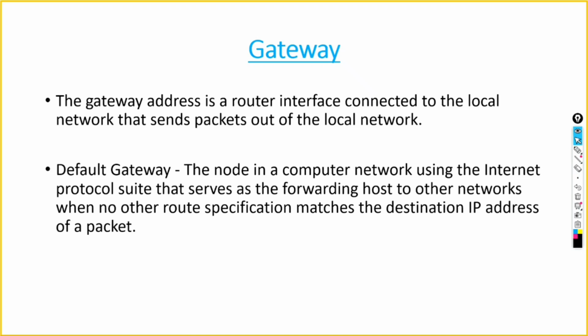You will be coming across the term default gateway many times. Default gateway is nothing but a gateway itself, but in simpler terms we can say it is a computer network using the internet protocol suite that serves as a forwarding host to other networks when you don't have any other route matching the destination IP address. For example, if you don't have any particular destination IP address to reach a particular network, in that case you will be using the gateway to go out of the network.